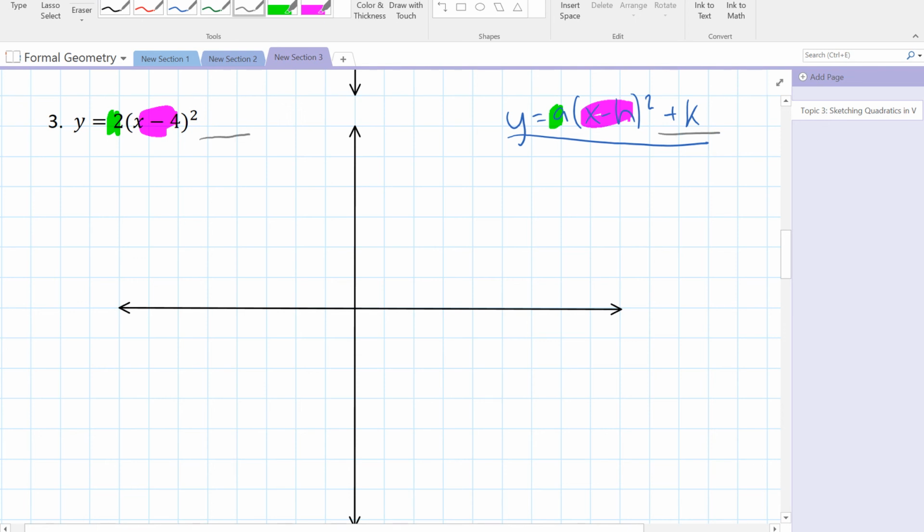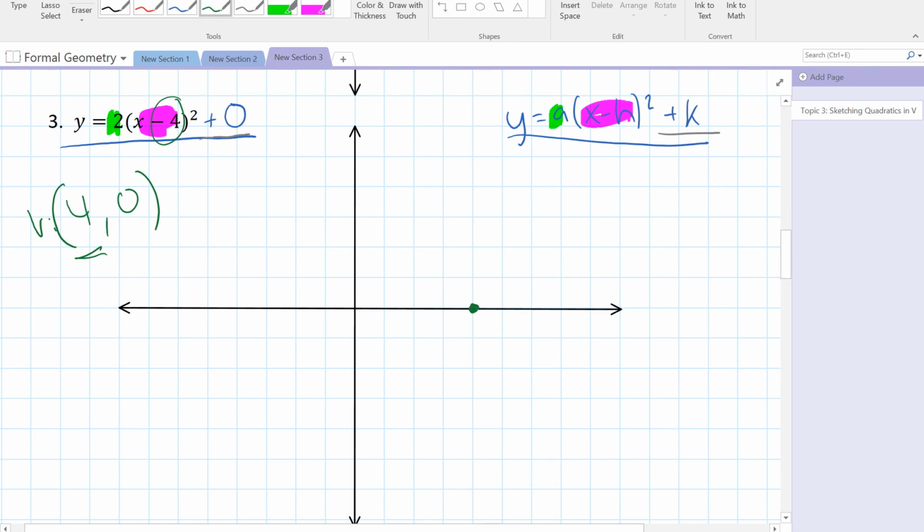Now, when something like this is missing, I can always just assume that what should have been there is plus 0, because this isn't going to change the equation at all, it's not going to move it. Adding 0 doesn't really do anything, but now I can clearly see that this is in vertex form. And so my vertex is going to be positive 4 and 0. And remember here, we're going to plot our x first, so we're going to go over 4 and then up 0.